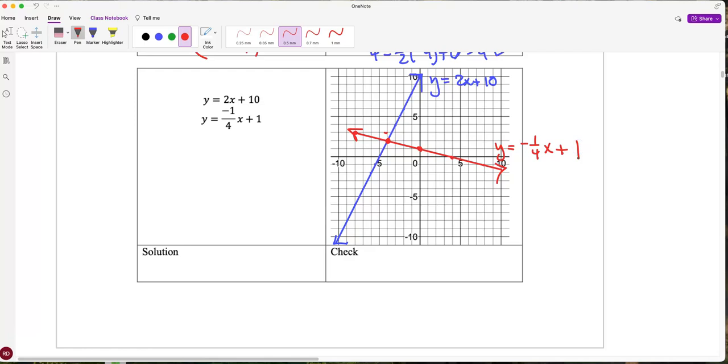It appears that the solution there is what? Negative 4, 2. I can verify that. If I check it with the first equation, I get 2 equals 2 times negative 4 plus 10. So that's 10 minus 8, which is 2. That checks out. In the second equation, 2 equals negative 1/4 times negative 4 plus 1. So that is 1 plus 1, which is 2. So that is my solution.